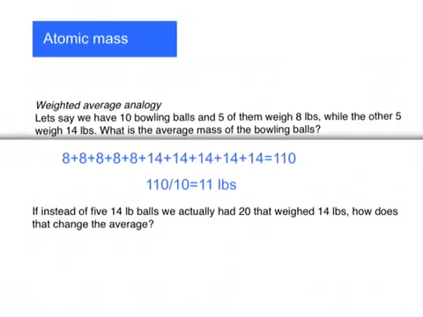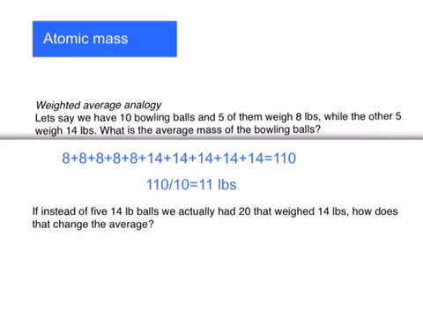Now let's say that we have actually more balls that weigh 14 pounds than just 5. So we still have 5 balls that weigh 8 pounds, but now we have 20 that weigh 14 pounds. How is that going to change our average? So qualitatively, you know that if you add in a bunch more heavy balls, your average is going to have to go up, right? So now we know that our average is going to have to be larger than 11 pounds because more of our bowling balls weigh the heavier 14 pounds.